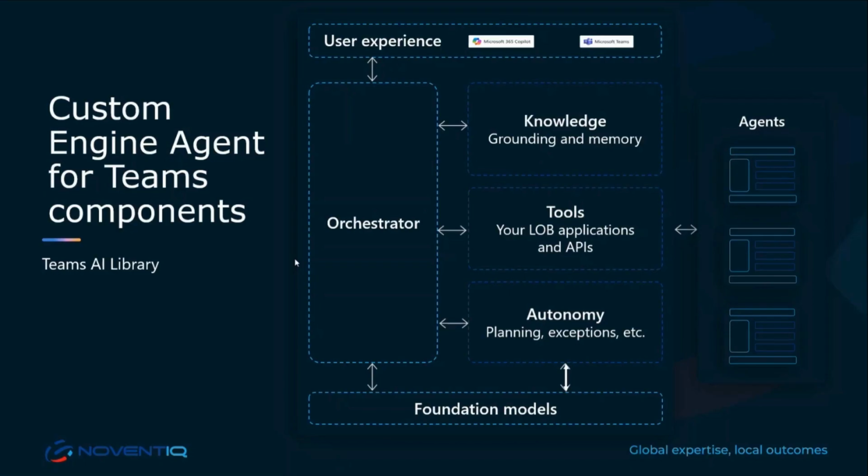The rest is all swappable. The orchestrator is swappable, and even the knowledge, tools, and autonomy parts are swappable depending upon the orchestrator. And even the foundational models for both of them, the Teams AI library and the M365 Agent SDK, can be OpenAI based models. You can even go for Azure OpenAI based models, or Mistral models, and depending upon your use case and business challenge, you can swap those models here.